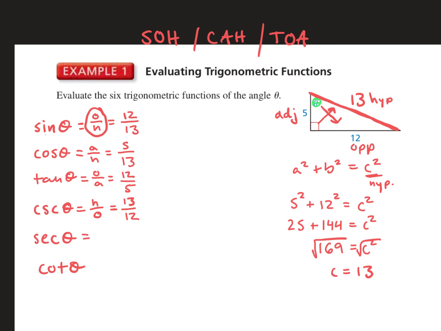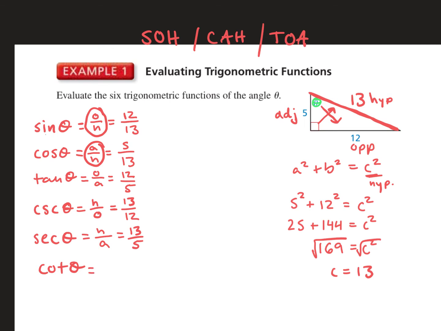Now let's find secant. Secant's the reciprocal of what? Cosine, adjacent over hypotenuse, so it's hypotenuse over adjacent. So what's our hypotenuse? 13. And what's our adjacent? 5. So secant theta is 13 over 5.